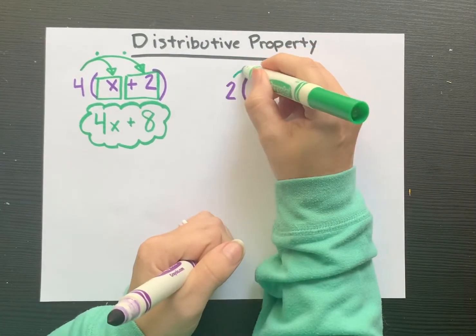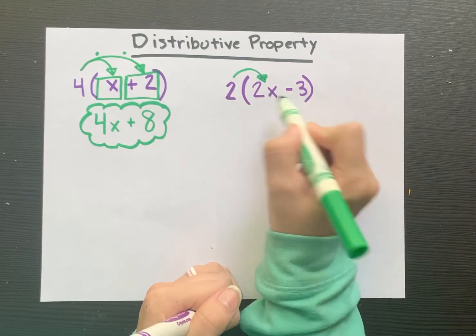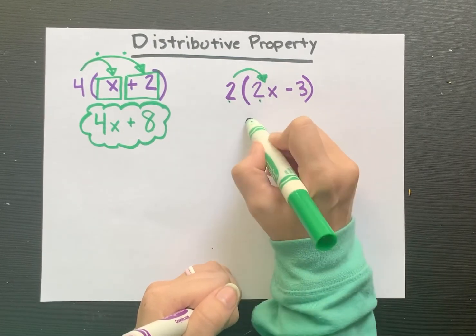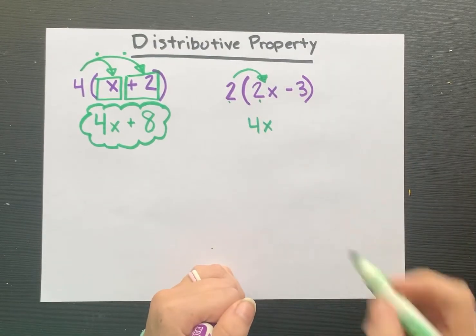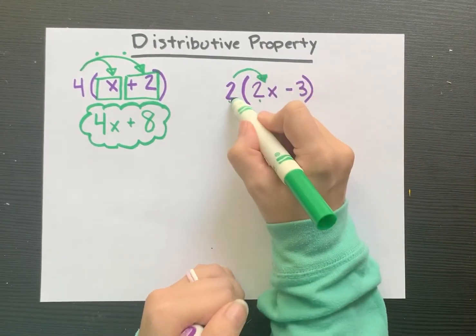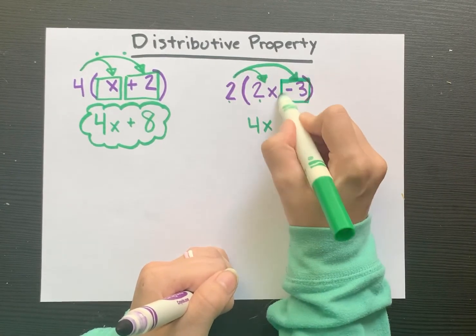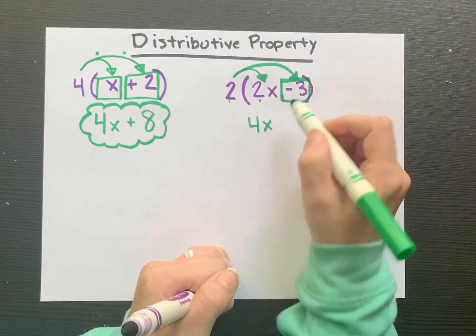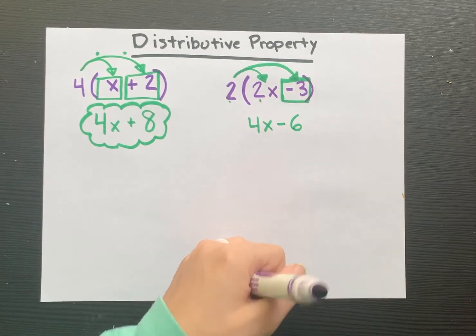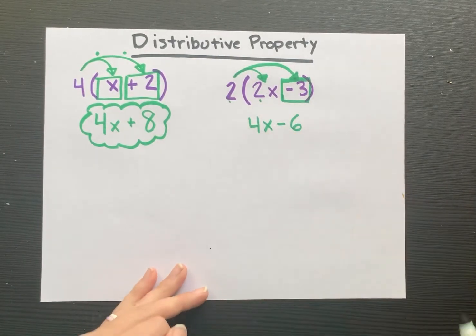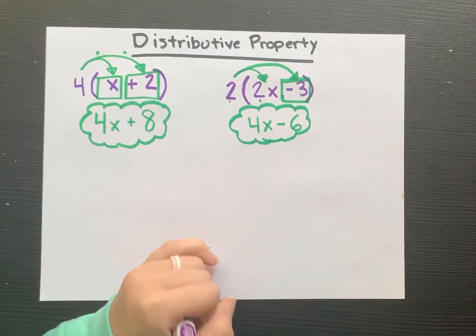So we're going to distribute. First we've got 2 times 2x. 2 times 2 is 4, so first we have 4x. Then we do the 2 to the minus 3. 2 times negative 3 is negative 6, so here we'll put minus 6, since when we multiply, we got a negative. So 4x minus 6 is our answer.